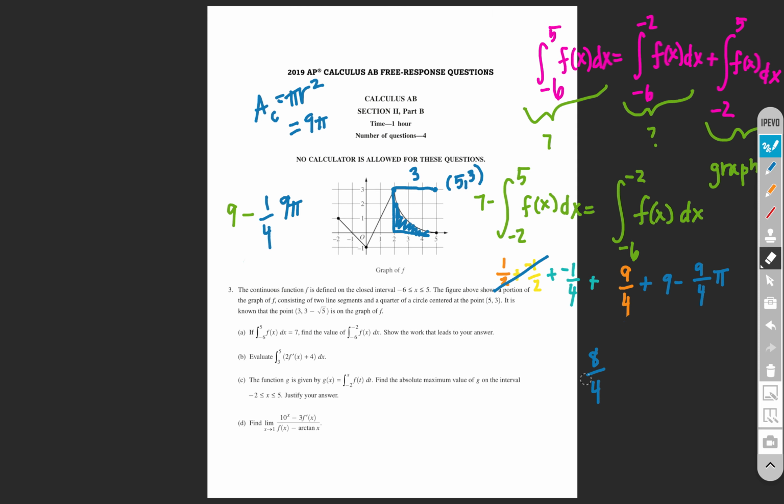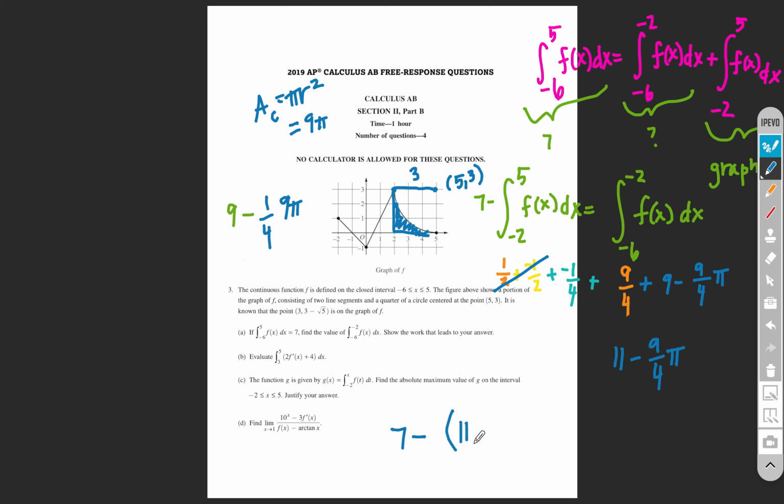So I'm going to erase this here. Right. This is going to be 2 plus 9. It's going to be 11 minus 9/4 pi. And so that is the area under the curve on the interval -2 to 5. It is the value of the integral of f of x dx from -2 to 5. So now we're just going to solve for the integral of f of x dx from -6 to -2.